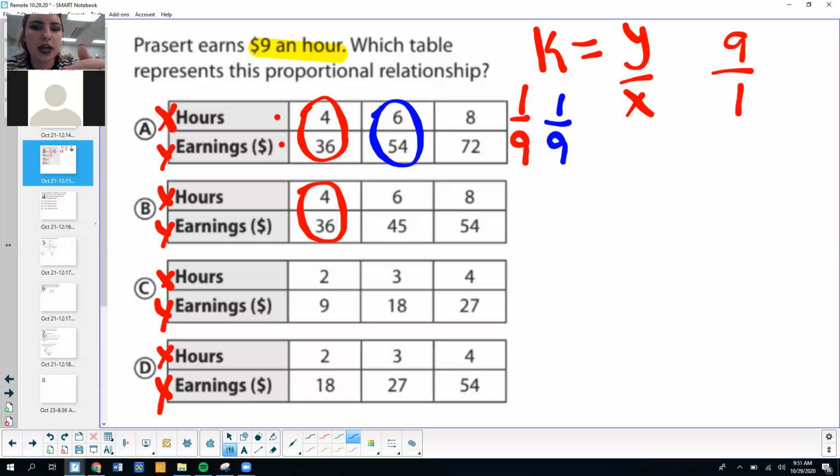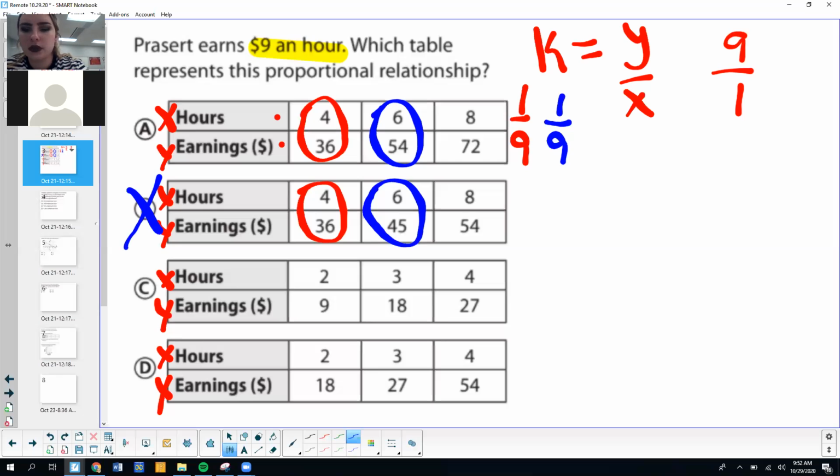And when I say 1/9, I know it looks like I flipped the constant of proportionality. I'm just writing it as x/y to fit the graph. So then for this one, 45 divided by 6 should give us 9 if it's a proportional relationship. And it gives me 7.5. So B is no longer an answer because it's not giving me a proportional relationship.